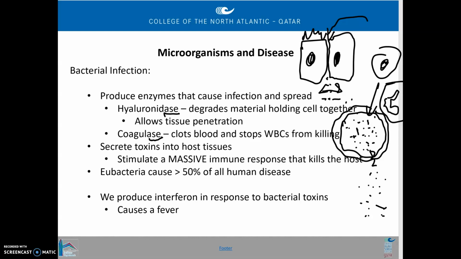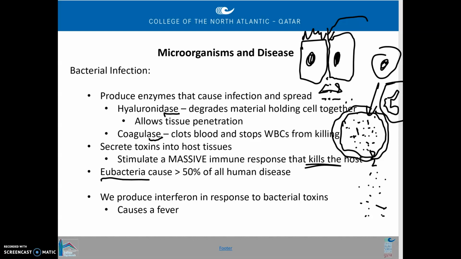Bacteria can also secrete toxins into host tissues, and if the toxins build up to a big level, it can stimulate a massive immune response. So in this case, the toxins are released, and the host's immune response is so pronounced, so big, that it can actually kill the host. So these toxins can be quite dangerous. And if we look at disease in humans overall, 50% of these human diseases are caused by eubacteria, and those are true bacteria. So it's a pretty significant infectious agent.